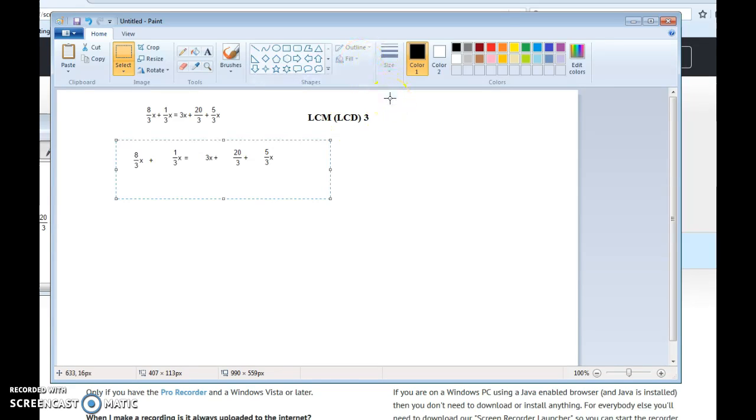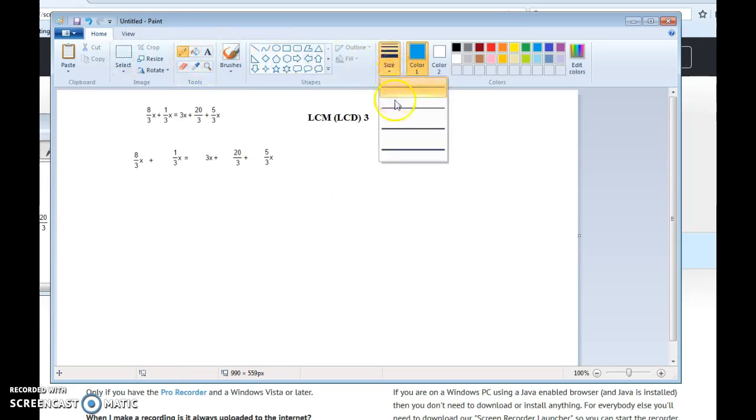So what happens after you figure out that you have 3 as the LCD? Well, what we want to do is we want to multiply everything in the equation by that LCD.